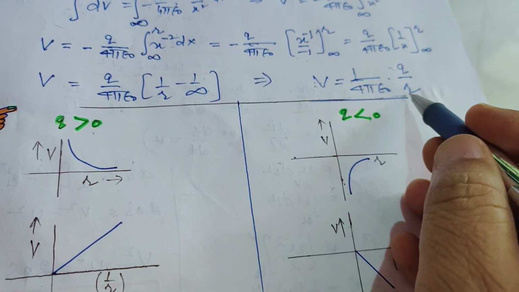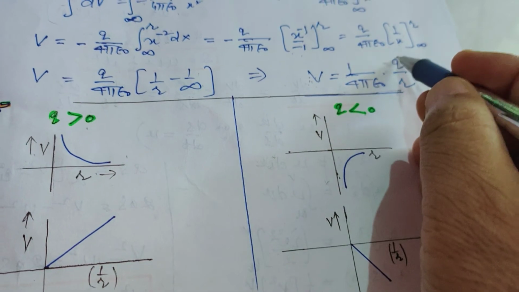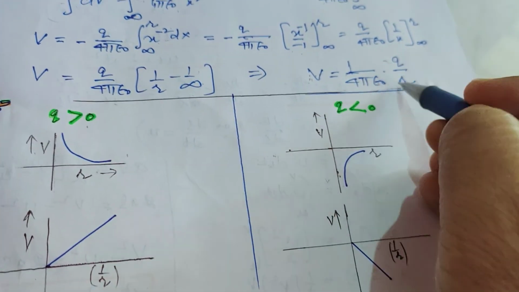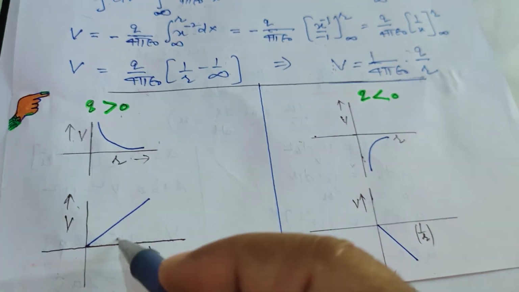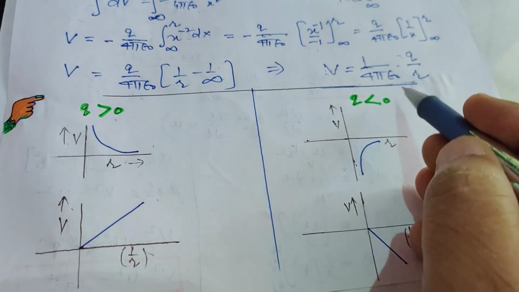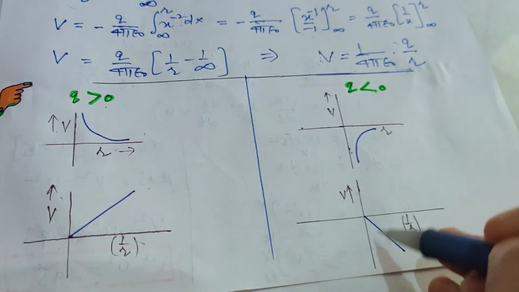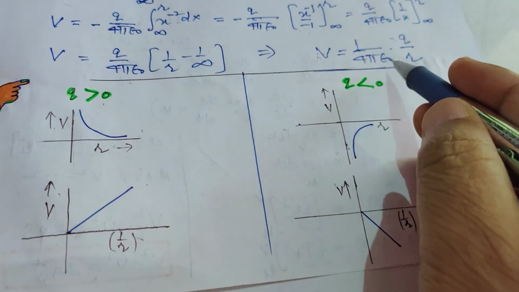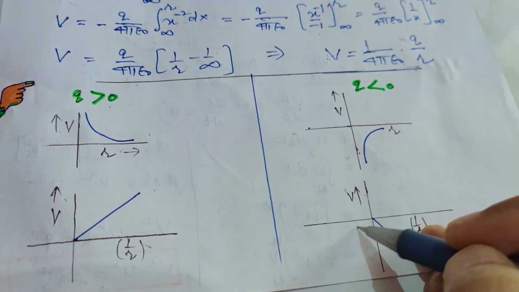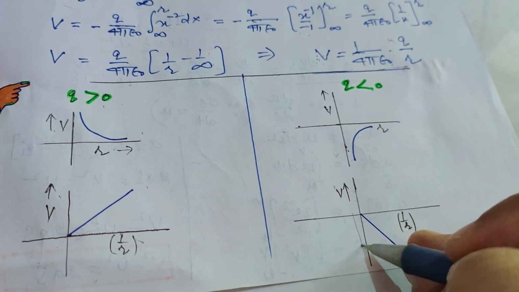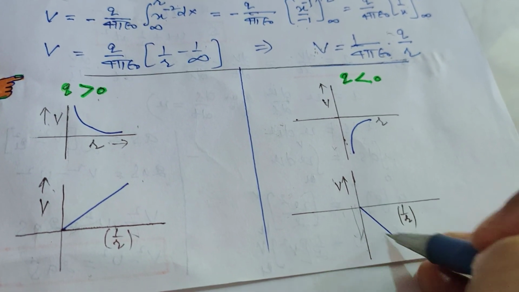Now instead of taking r, if you take 1 by r, then V and 1 by r are directly proportional to each other. So for positive charge, the graph is a straight line. The graph is between V and 1 by r, but if instead of positive charge a negative charge is there, again potential is negative. So you have taken potential in the downward direction, so the graph is this.